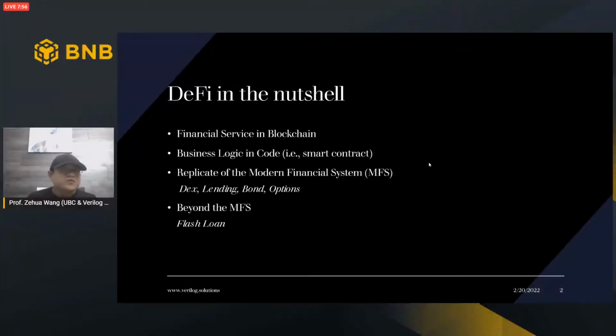So this flash loan does not exist in the traditional financial system, because in most cases when you want to borrow money from the bank, you need to give collateral, even like your house, your car, or some other valuable assets. But the flash loan is something definitely new in DeFi, and because of that, we do have some vulnerabilities. It's called the flash loan attack. Later on, you will see more examples about the flash loan attack.